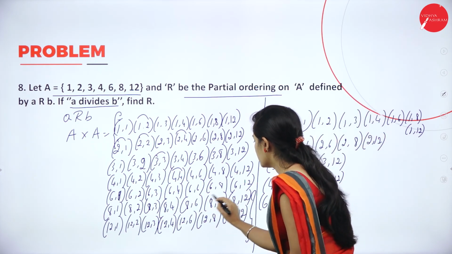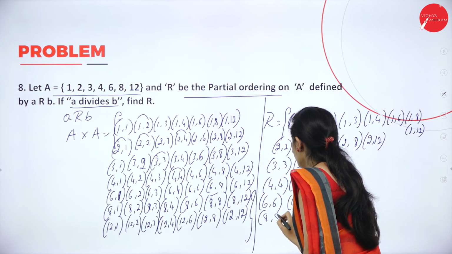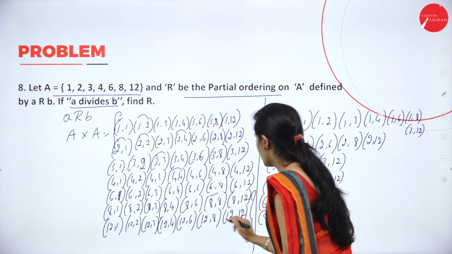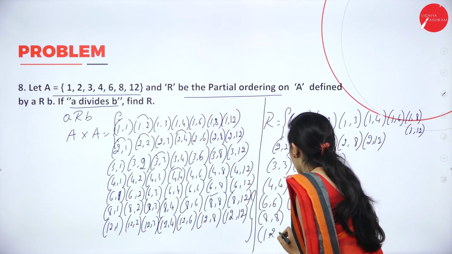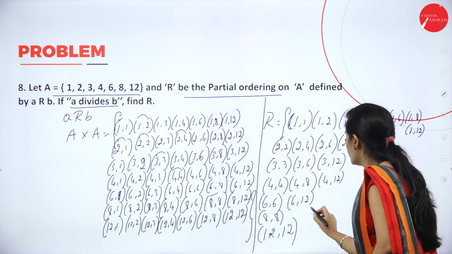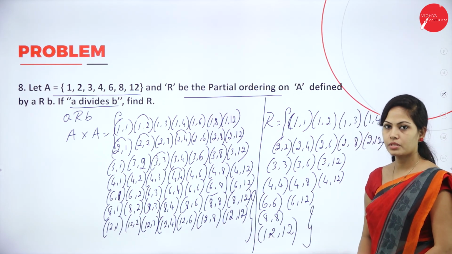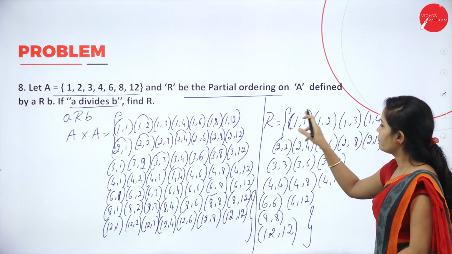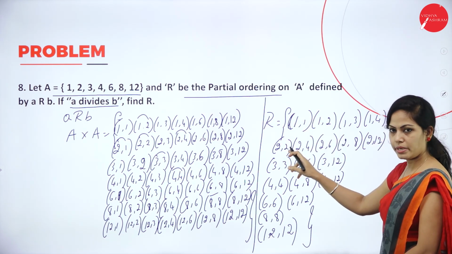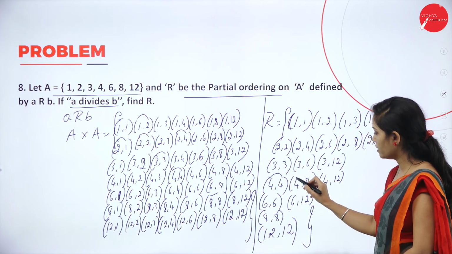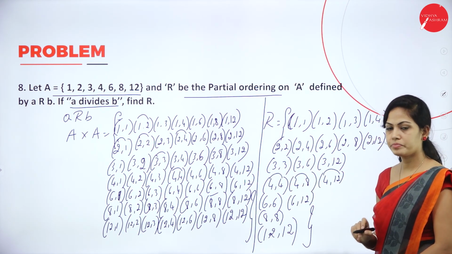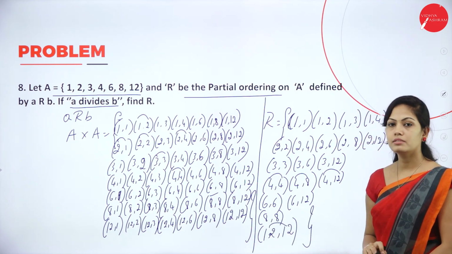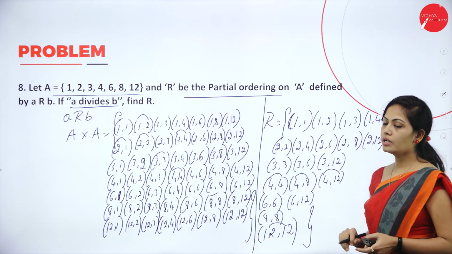And (8,8), and 8 can't divide 12. And (12,12). So this is your relation R. So the a value can divide the b value. a divides b, a divides b. You can see in the relation the a value is dividing the b value. So this is your relation.